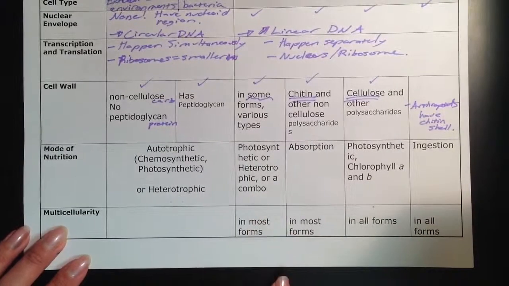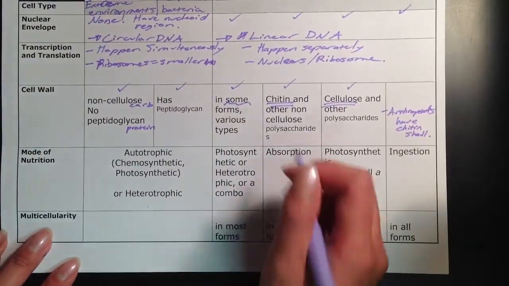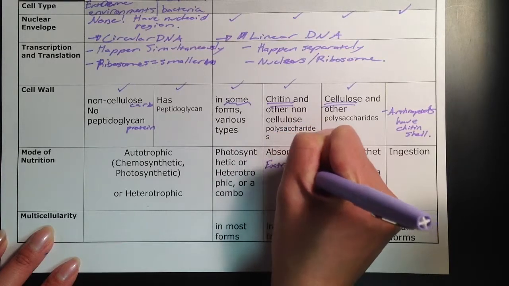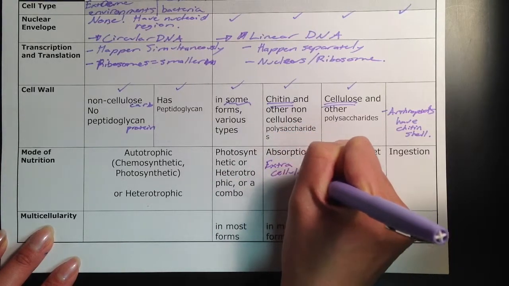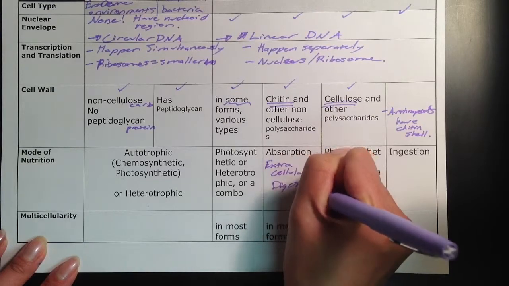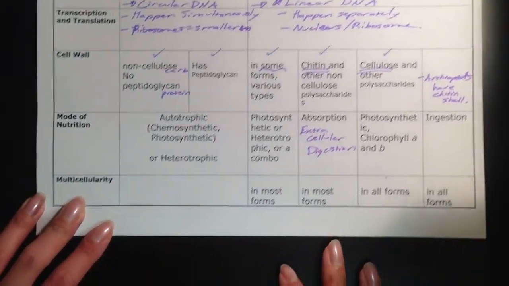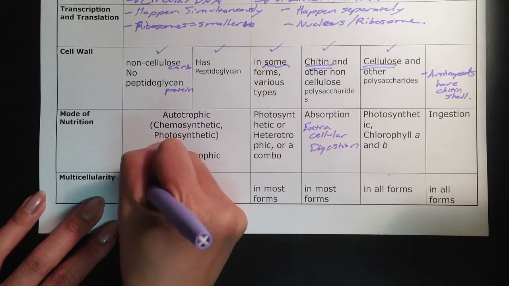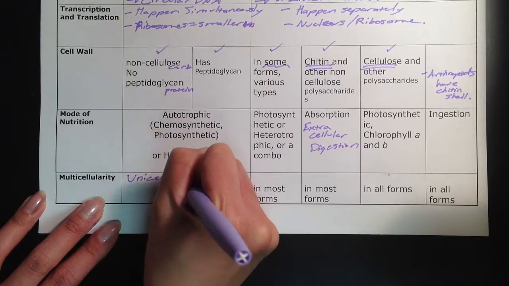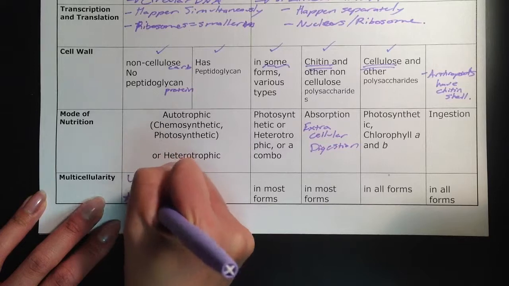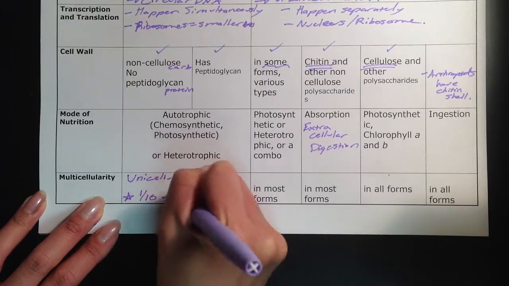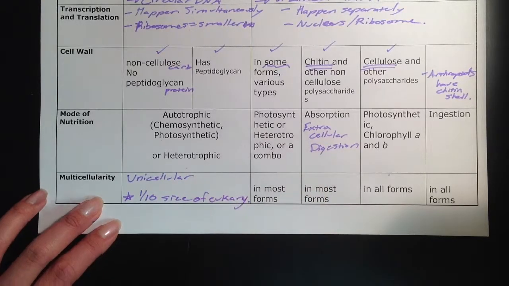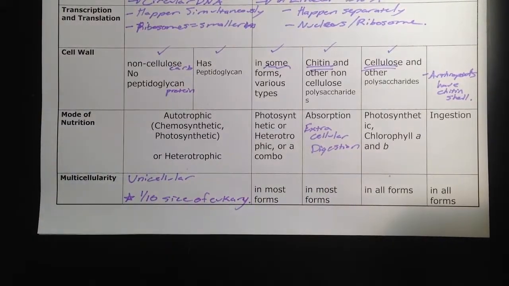For modes of nutrition, you need to read through this. One thing we should add is that for fungi, they have extracellular digestion. And the other thing we should add is for multicellularity, our bacteria, of course, are unicellular, and you want to keep in mind that they are generally about 1/10 the size of our eukaryotes. And that's all for today. Make sure you read through the rest.